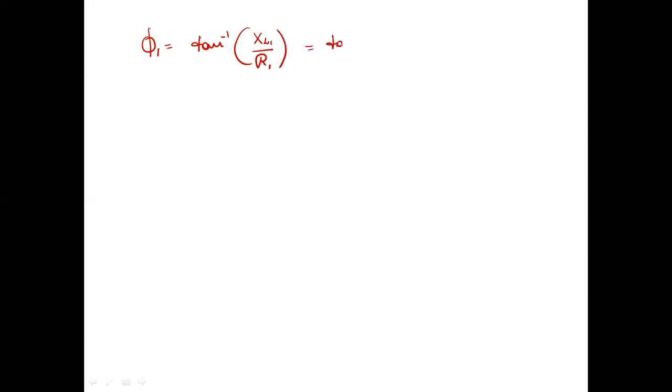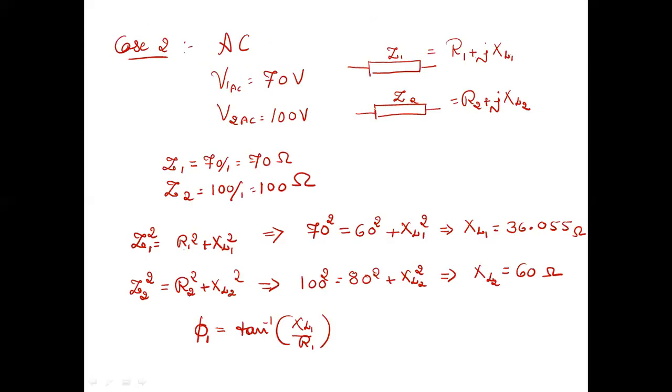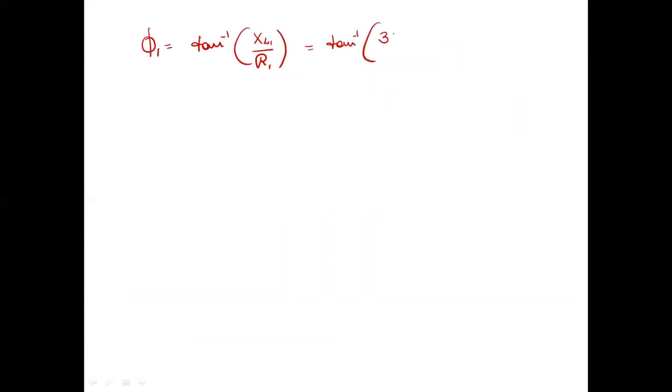So XL1 we got as 36.055 divided by R1 was 60. So you will get the value as tan inverse of 36.055 divided by 60, which is equal to 31.002 degree. Okay, so now power factor for coil 1 will be cos of phi 1, and that is 0.857.